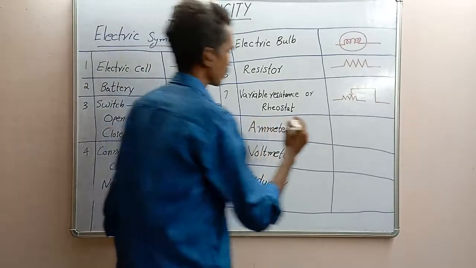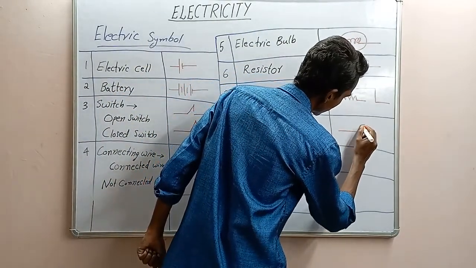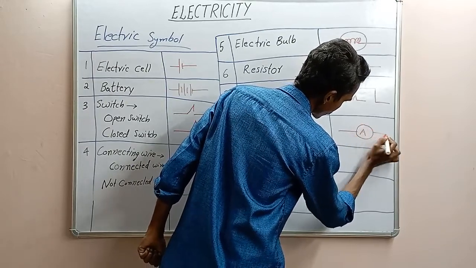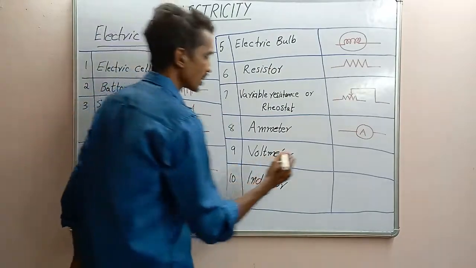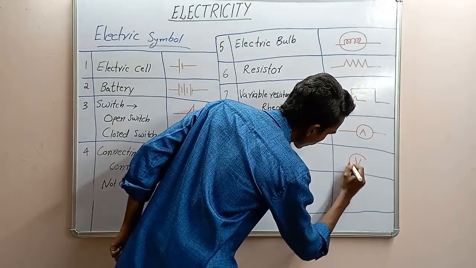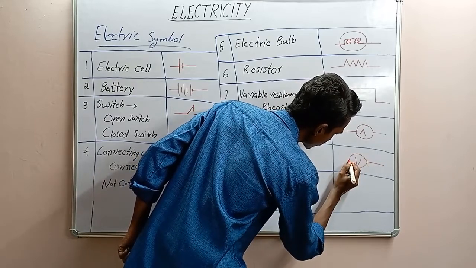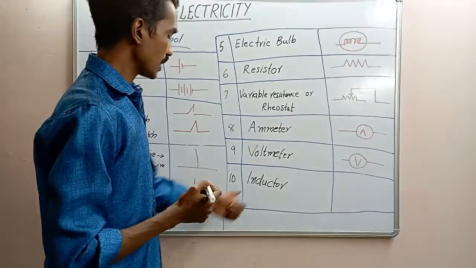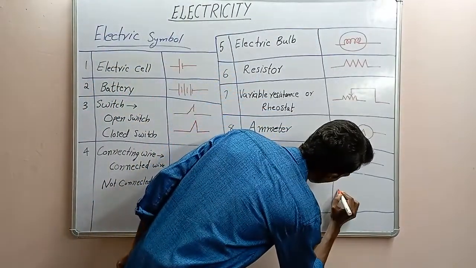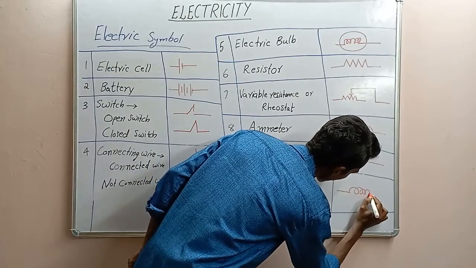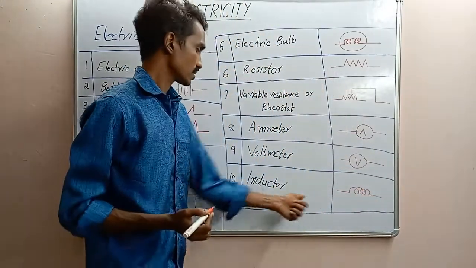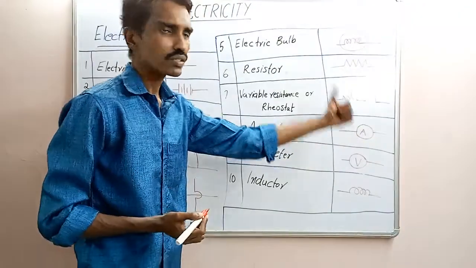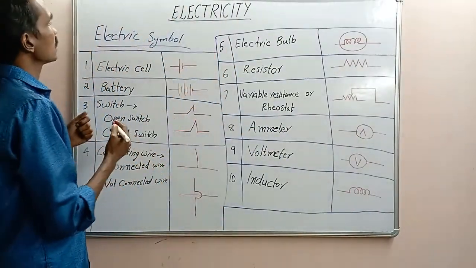Next is the ammeter, which we already discussed. Simply A. This is known as an ammeter. And in the case of the voltmeter, simply V. This is the voltmeter. Then an inductor. This is the representation of an inductor. There are so many symbols; these are some basic electric symbols.